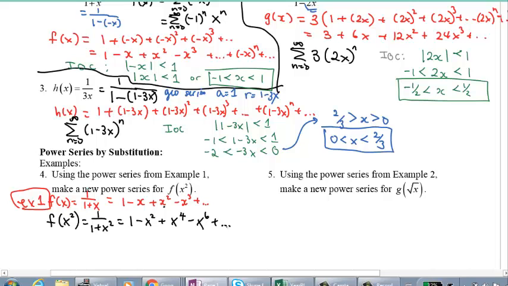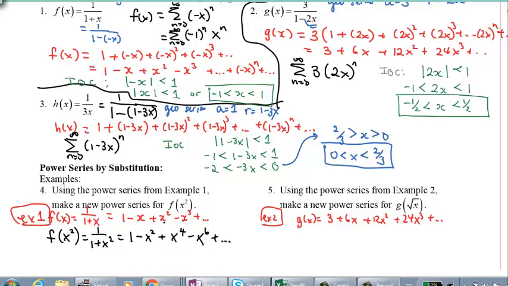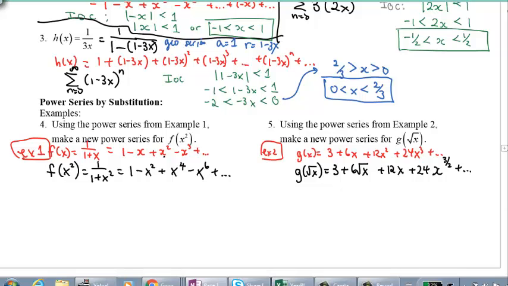So you try number 5. And this one takes the g series from number 2, or example 2. So let me just copy that again. G of x equals 3 plus 6x plus 12x squared plus 24x cubed. And then this time, your goal is to find a new series replacing x with root x. So go try that yourself, and double check with me afterwards. Pretty straightforward? Cool. So that's creating a power series using substitution. Turn the page.